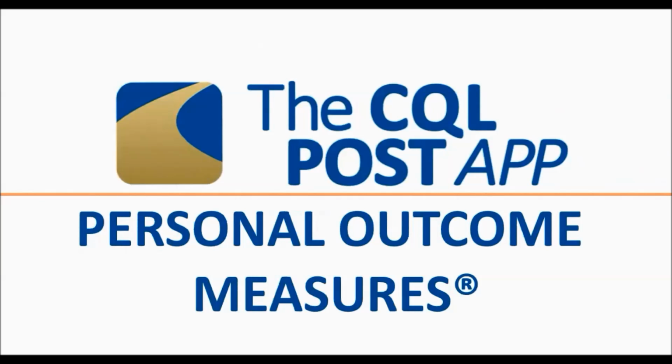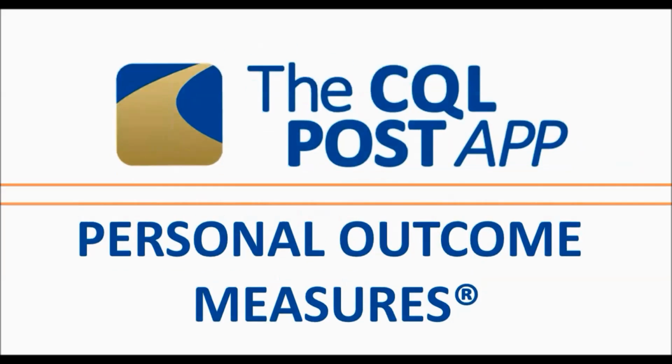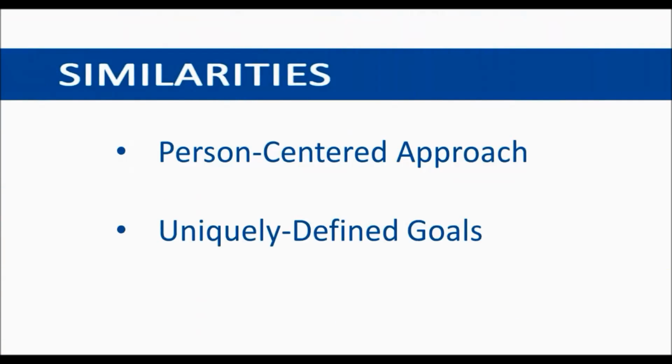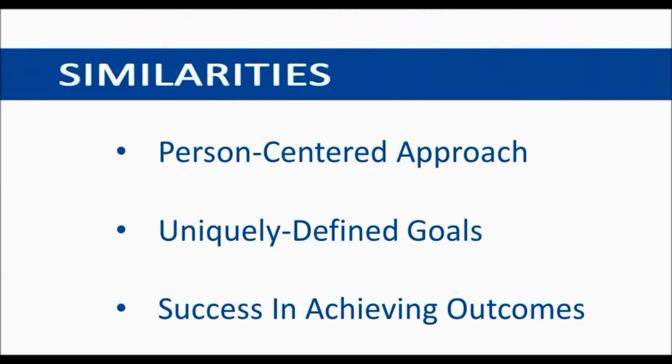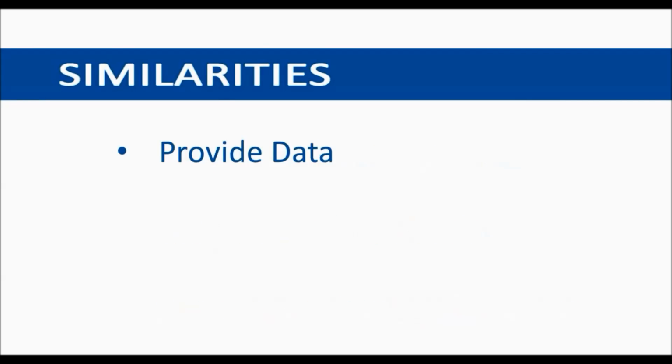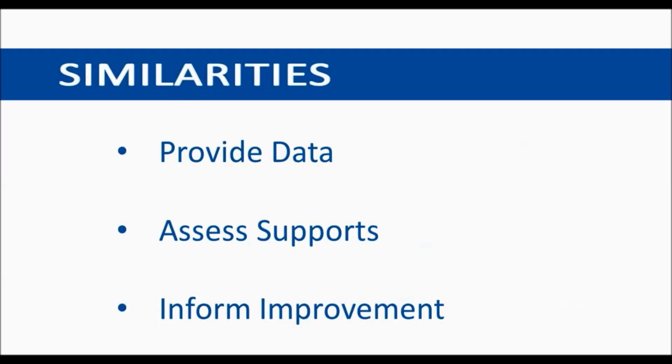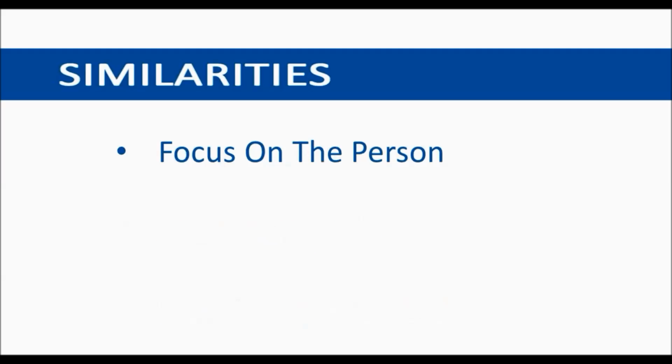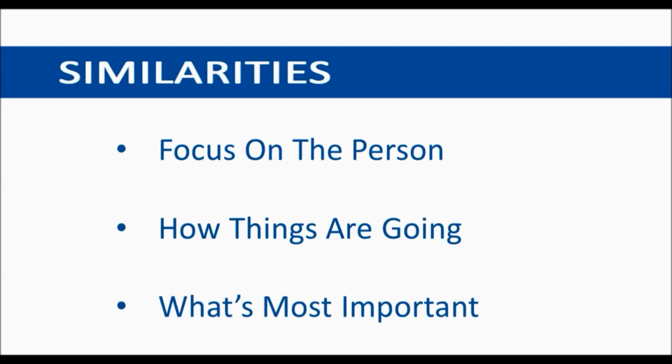The POST and the Personal Outcome Measures are both quality of life tools, yet serve different purposes. Both tools can be used to learn about people, their uniquely defined goals, and their success in achieving these outcomes. Both tools also provide organizations with data to assess the supports they provide and inform organizational improvement. Both tools focus on the person as the authority on how things are going and what is most important.